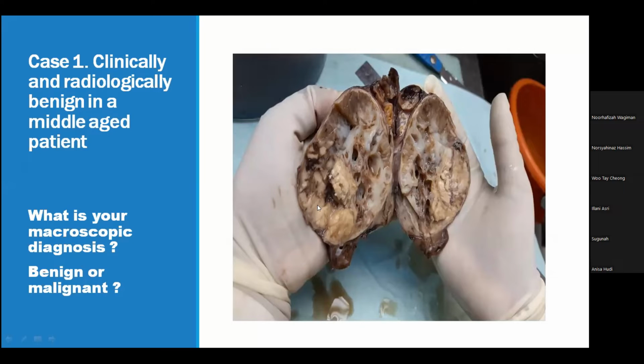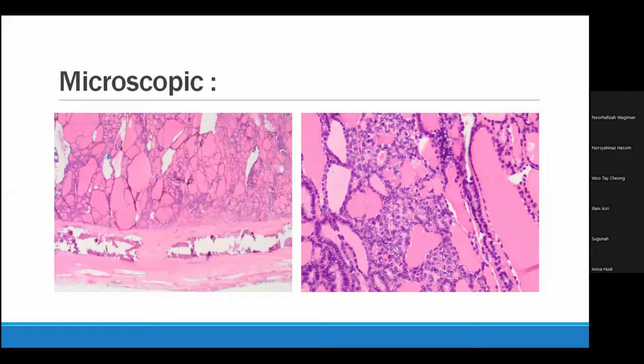Because it is heterogeneous. But it looks encapsulated. And you have another small nodule here. I'm not sure how many of you will guess this as malignant and how many of you will guess this as benign. Because nobody wants to talk, never mind. So this is the first picture.